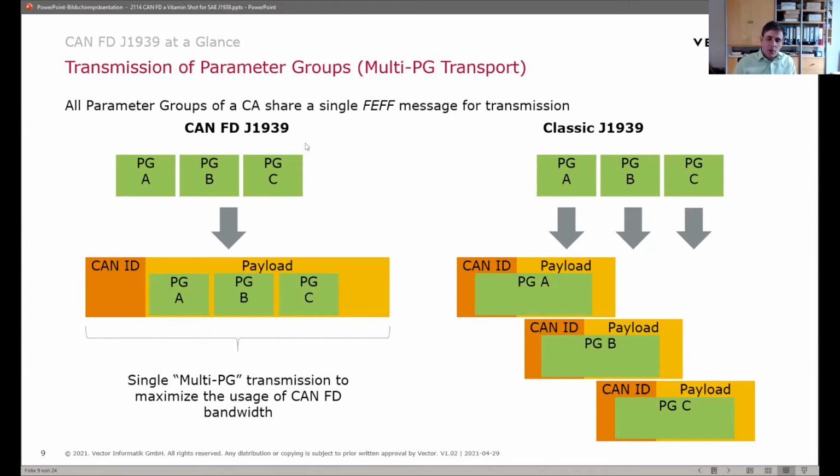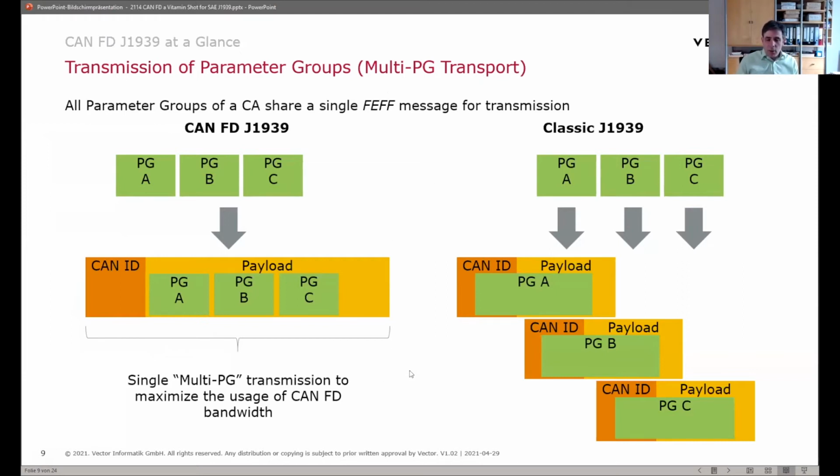In the new J1939 world, this is completely different. We really have the parameter groups and they go into the payload. And as you can see, you can have multiple of the parameter groups inside one payload. There's a CAN ID here, which is either an 11-bit or a 29-bit CAN ID. This carries certain information. So one of the pieces of information certainly here is to tell the others, okay, this is a multi-PG transport protocol. And this is the way we expect that about 95% of all the CAN communication is done exactly by means of those multi-PG transports.